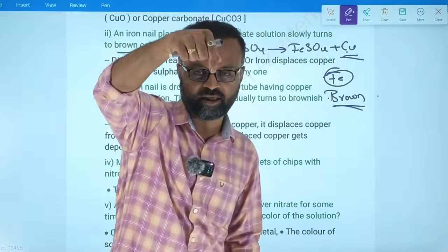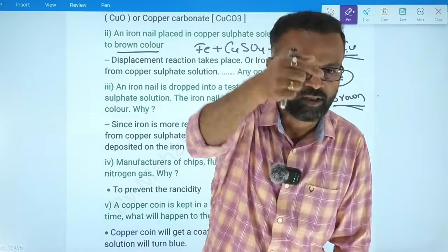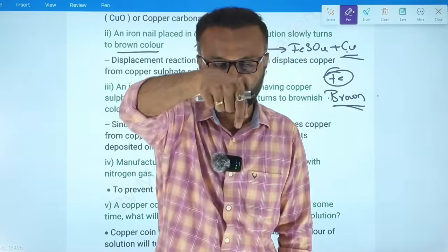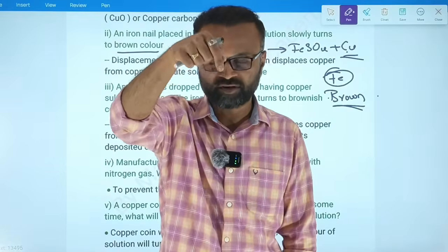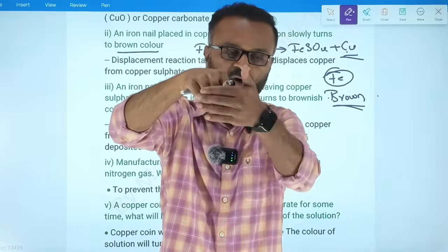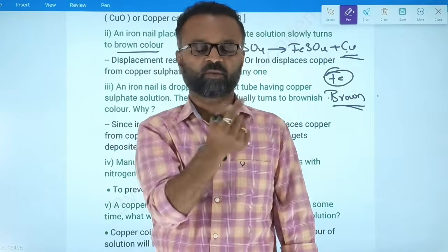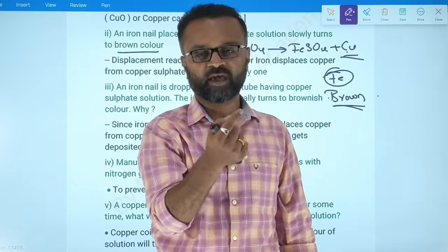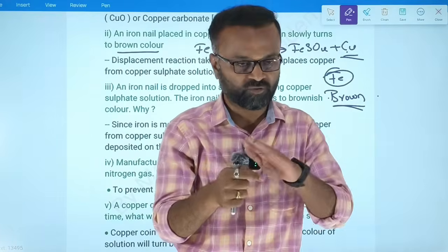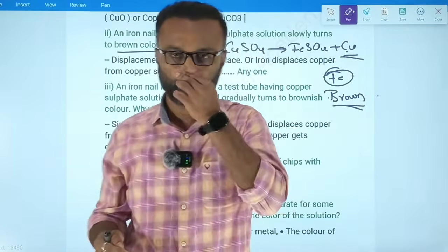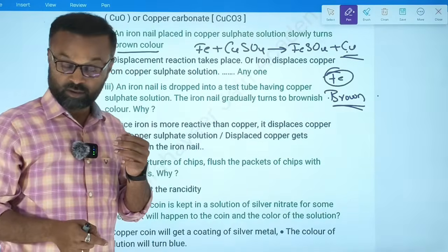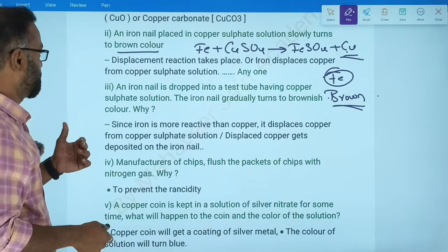When you dip the iron nail, which is gray or silver in color, inside the blue color copper sulfate solution, after a while what will happen? The displaced copper is coming and depositing on the what? On the iron nail. So when you take out the iron, we can see the color of the iron nail has become brownish because of the deposition of what? Deposition of the copper. Yes, clear.